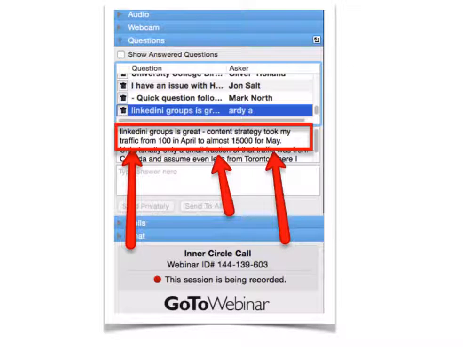The content strategy took my traffic from 100 in April to almost 15,000 for May. This is 2015. That's website visitors. Now, I'm not sure how much traffic you get from your website now. I'm not sure what strategies you've got in place whereby you can increase this. This is Ardy, a member of our Inner Circle, by the way. Ardy's a great guy.